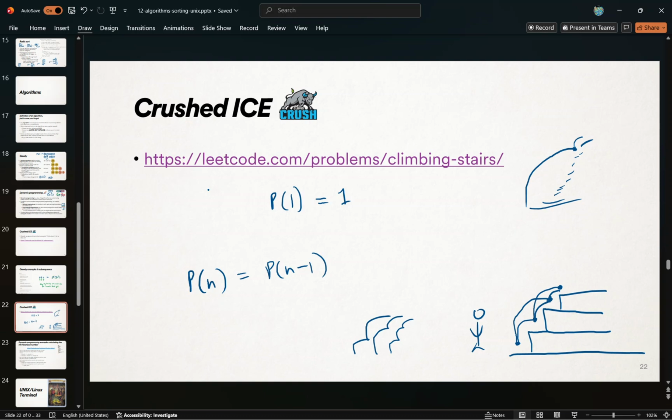Alternatively, you could have come to the n-2 stair, right? Something like that. Because you could have gotten to the last one with 2 steps, right? So that means that you came from the n-2 step, right? Something like that. So you solve this problem, n-2.